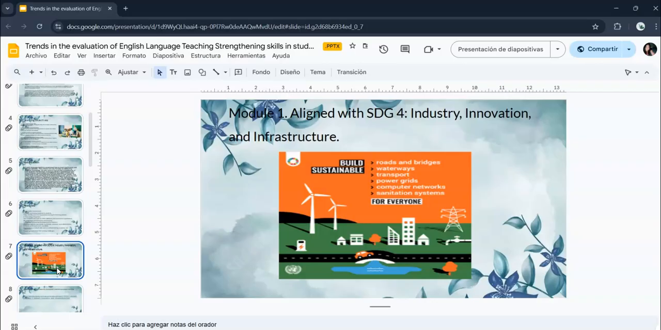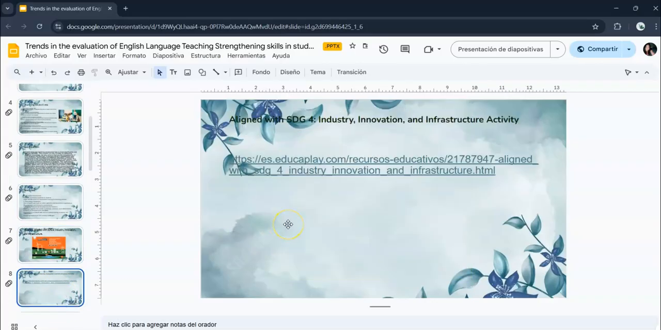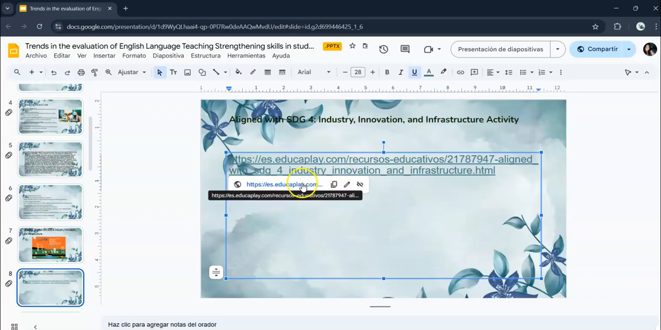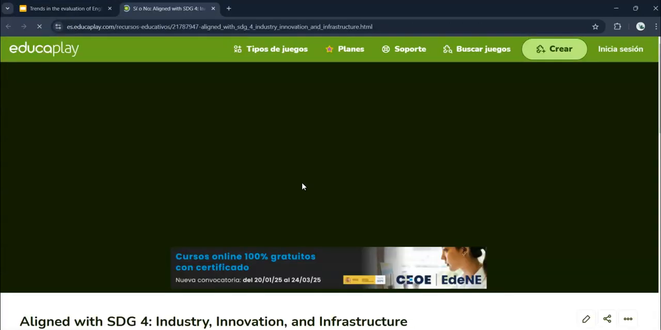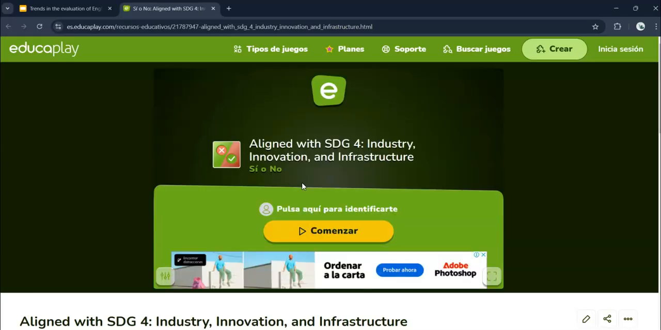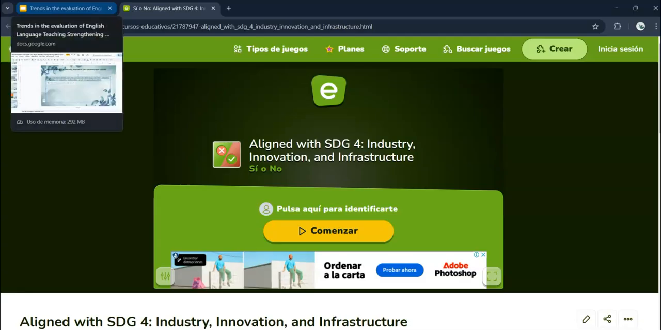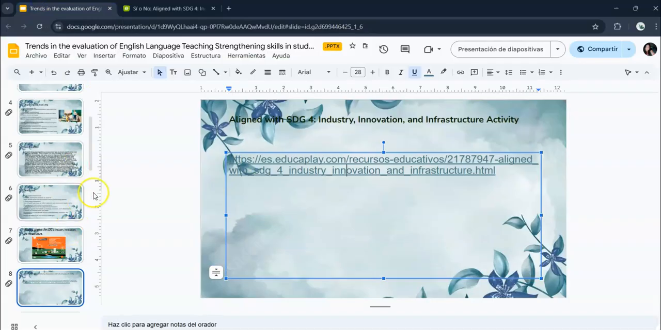In this case, module number one aligns with SDG 9, industry, innovation, and infrastructure. And this is an activity that we created for our digital resource. It's a pedagogical, dynamic, and entertaining activity based on the SDGs. Its name is Align with SDG for industry, innovation, and infrastructure. The platform that we use is Educaplay. Let's continue.